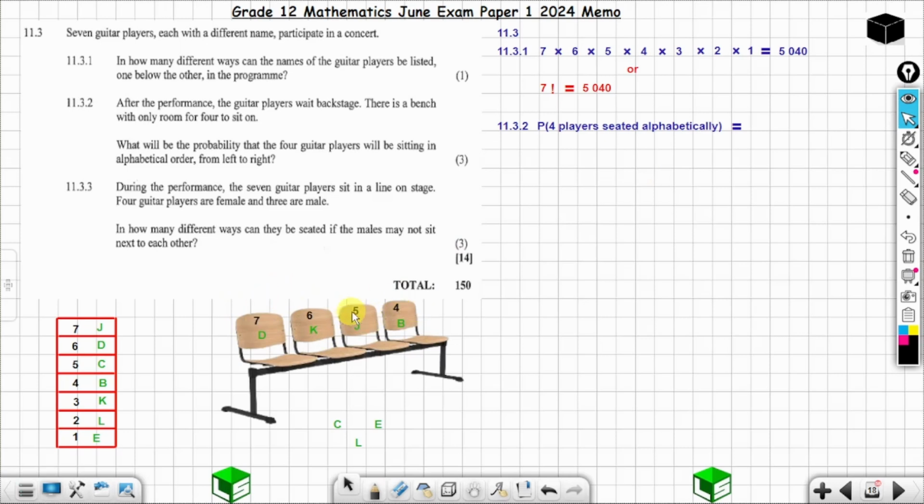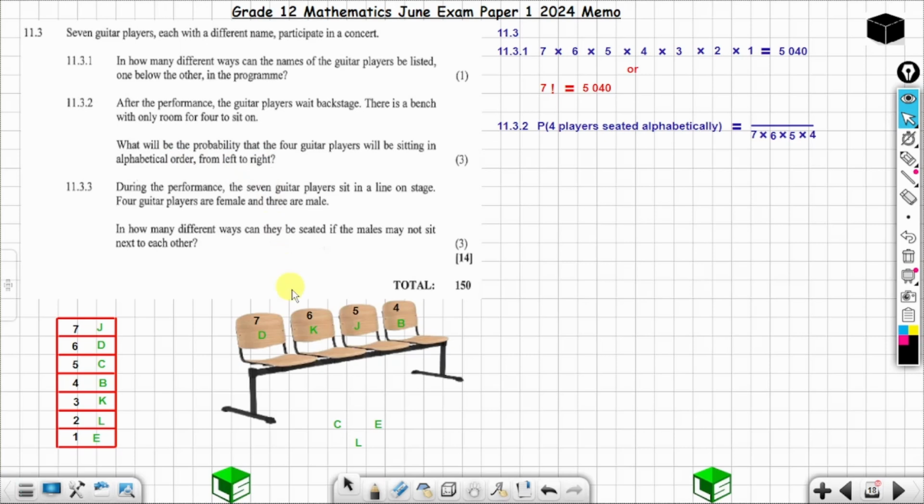So the total outcome is 7 times 6 times 5 times 4. You multiply your options for each seat. This is the total outcome. Now the question is, what will be the probability that the 4 guitar players will be sitting in alphabetical order from left to right?